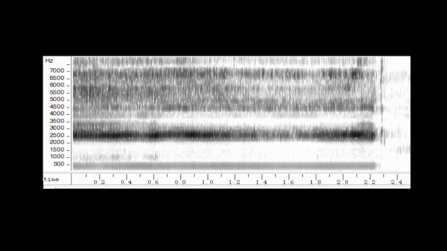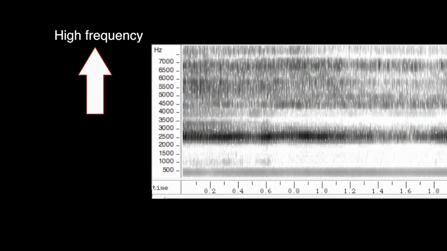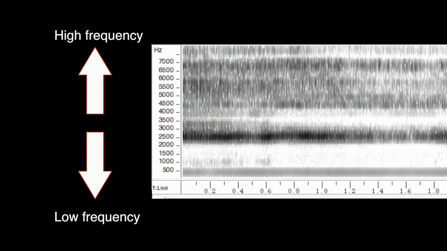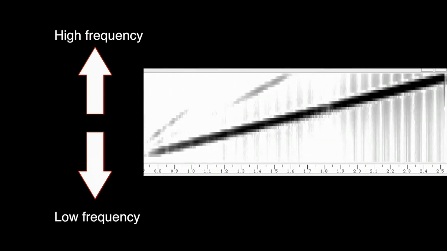In fact, we can show how frequency changes over time in a picture. In this picture, the high frequencies are on the top and the low frequencies are on the bottom. We can also use this to track how the frequencies change. This picture is called a spectrogram. We can use spectrograms to look at frequencies in different kinds of sounds, like the sounds in my speech.